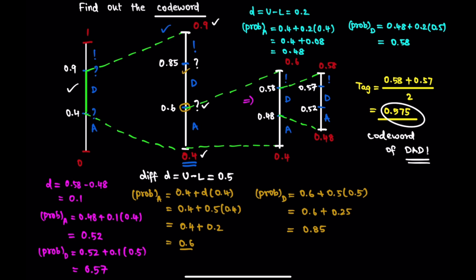So we have got the encoded message of DAD factorial by using arithmetic coding as 0.575. This is the answer, and this is how we perform arithmetic coding if you are given a message and the probability of the source emitting each of the symbols.